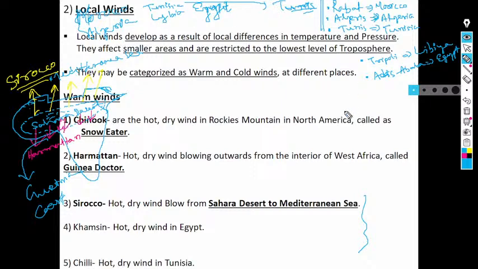Okay, so for today this much. We'll meet again in the next week and we'll continue with the warm winds again, then we'll do the cold winds, then we'll enter the periodic winds.